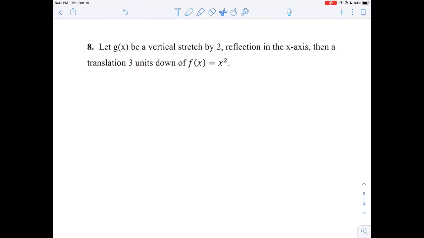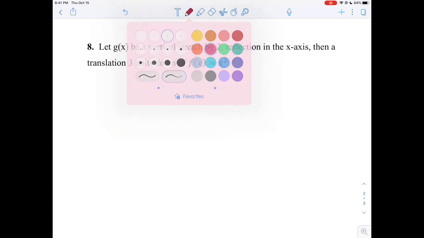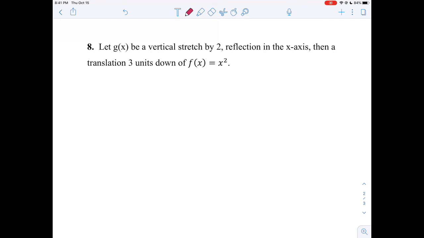Our final practice problem for today is going to be one where we need to write the equation based on the description. So we're going to start with a vertical stretch by 2. I'm going to identify that as my first transformation, and I will call it h of x. So if I'm starting with f of x is equal to x squared, I want to write h of x, so this will be my first transformation. H of x, I need to vertically stretch by 2. And so remember that that's just the number out in front, so that'll be 2x squared.